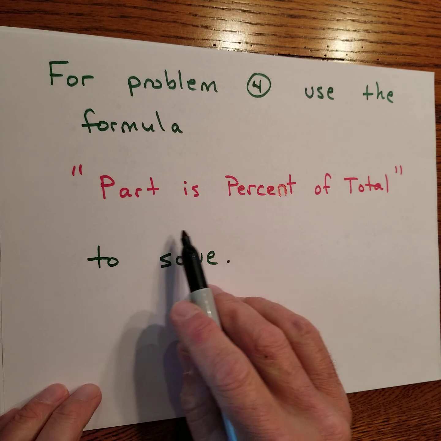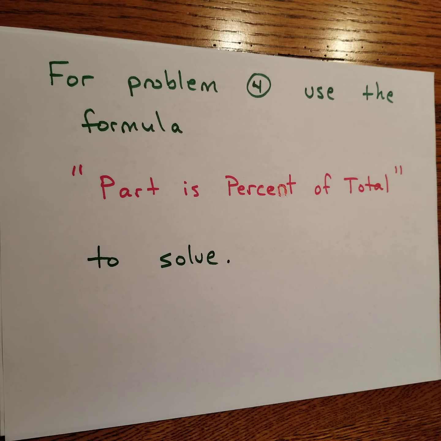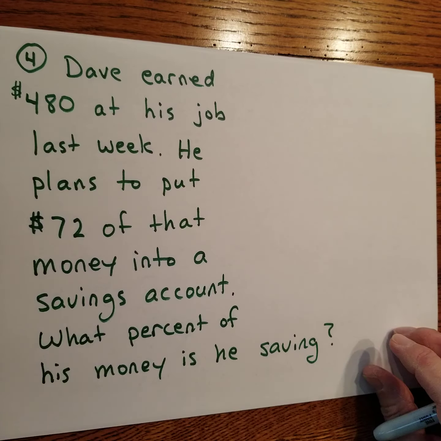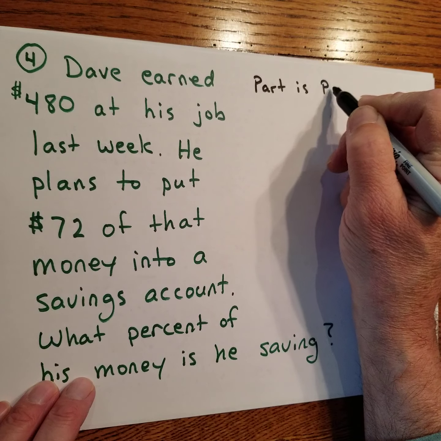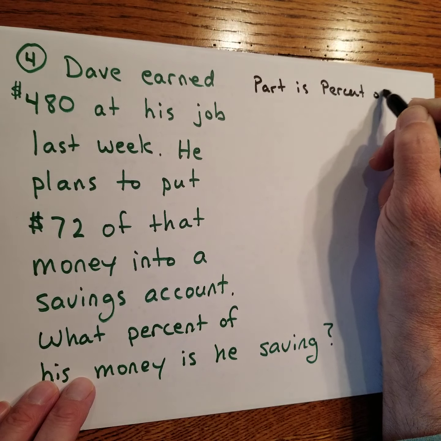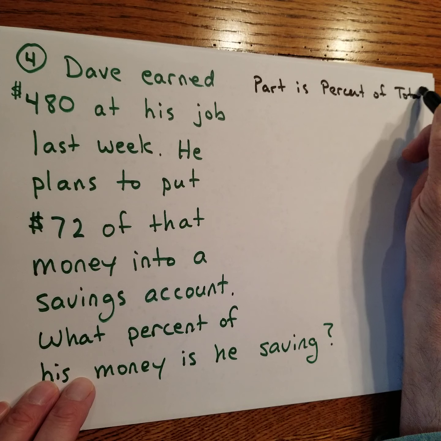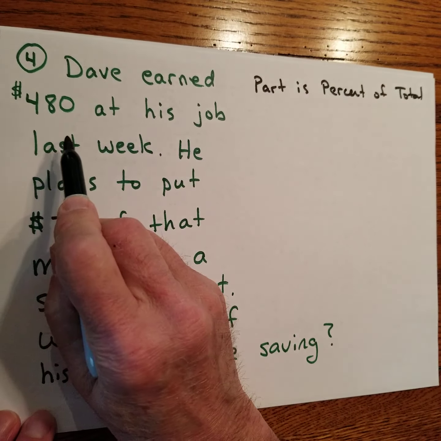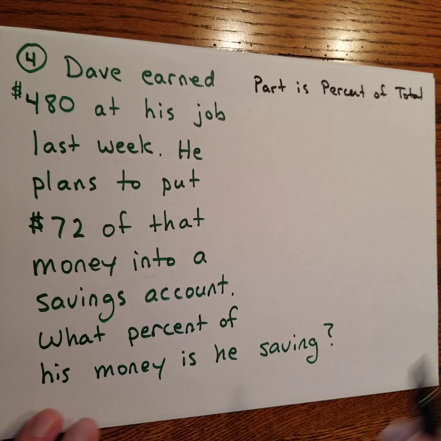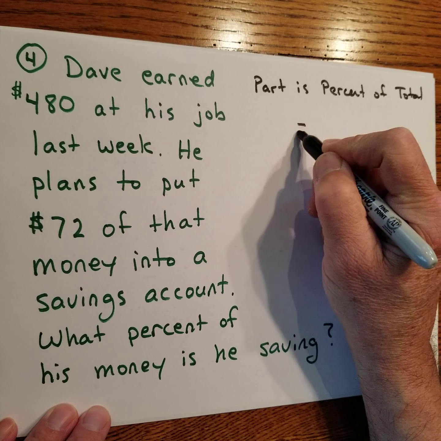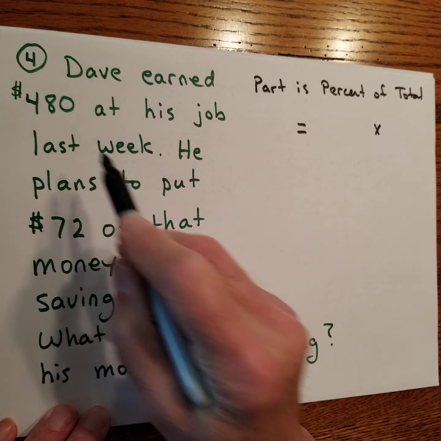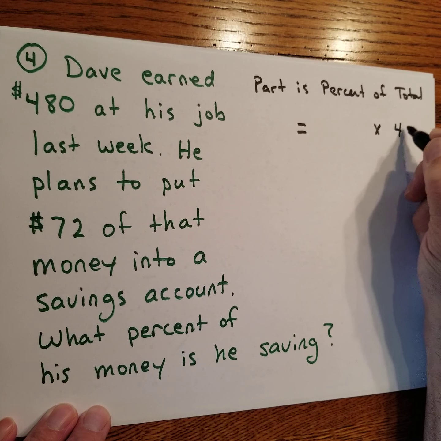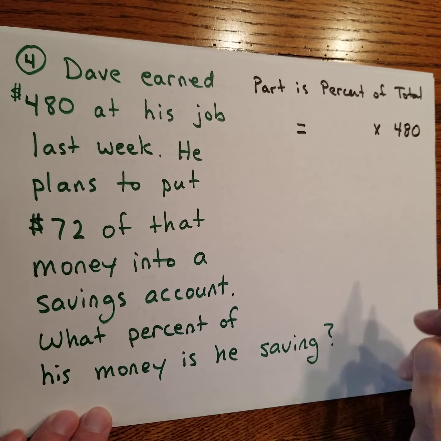The formula, part is percent of total, will help us get through number 4. Let's start by copying down our formula. Part is percent of total. Dave earned $480 at his job last week. Let's remember is equals, of is times, $480. That's the total amount that Dave earned at his job.